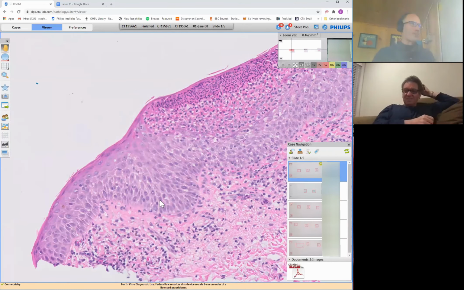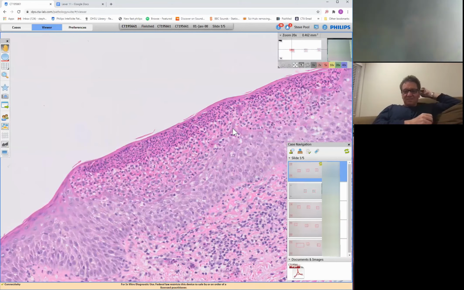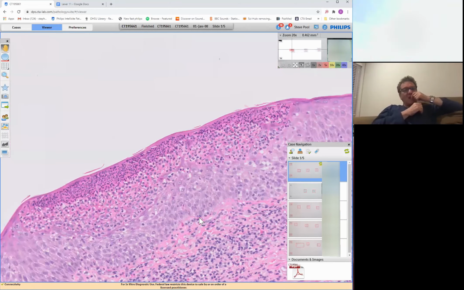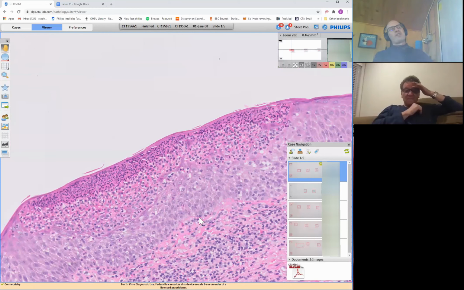So this is spongiotic dermatitis with subcorneal or intraepidermal pustules. That's the pathologic pattern, and eosinophils. This by itself would just get a comment with AGEP in the differential diagnosis.